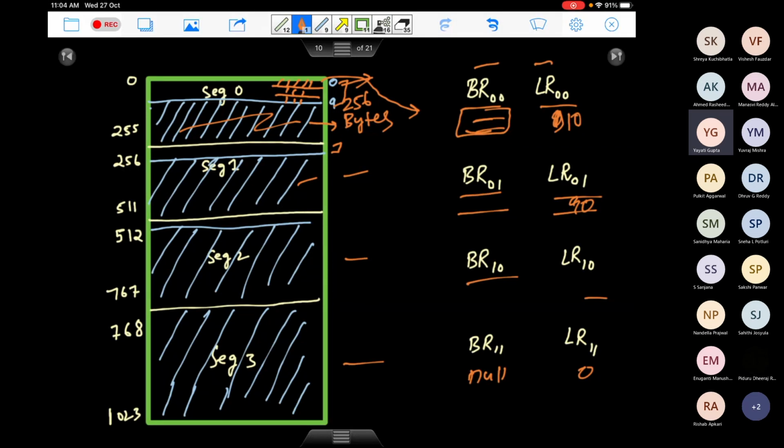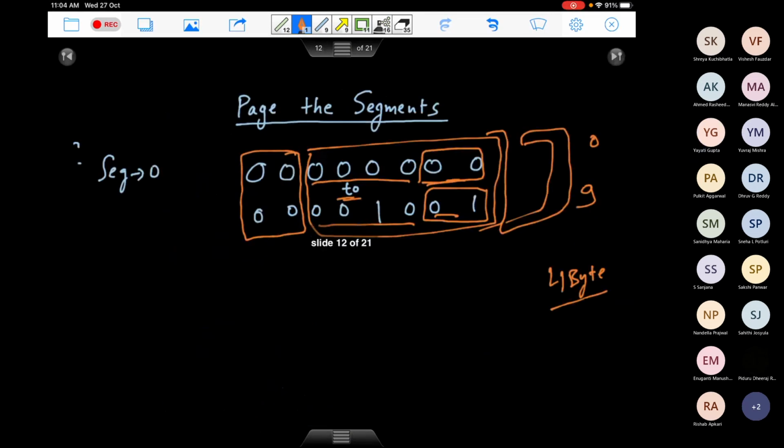So this is again extracting the best of both worlds. Paging was solving your problem of external fragmentation, but it was giving you internal fragmentation. Segmentation is solving the problem of internal fragmentation but giving you external fragmentation. So the idea is to merge both of these techniques. Okay, now how will we do an address translation?